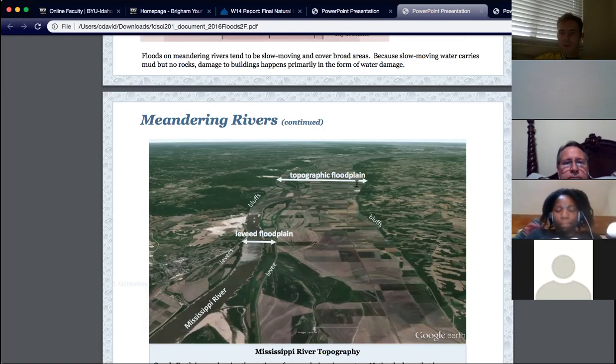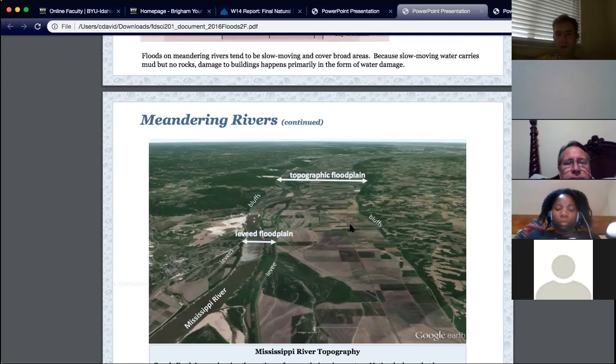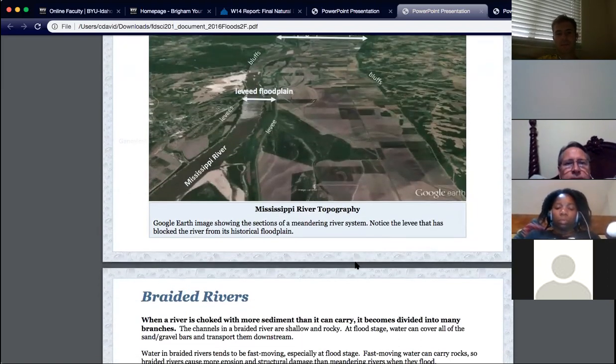Then you've got this topographical floodplain. You can actually see it, right? You've got these little bluffs running over here. You've got bluffs running along this other side of the river. And when the Mississippi in this area floods, it will fill this entire area. Or it can, at least, depending on the degree of severity of the flood. So you can kind of see how dynamic these rivers are and how dangerous they can be when they all of a sudden put that much water out.